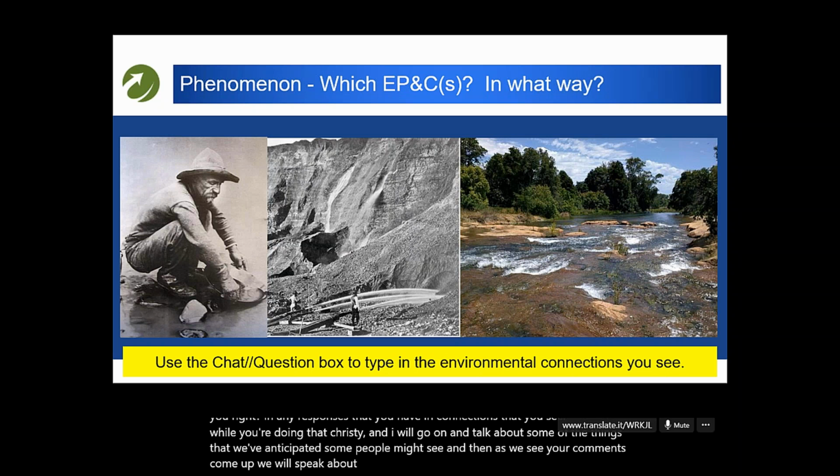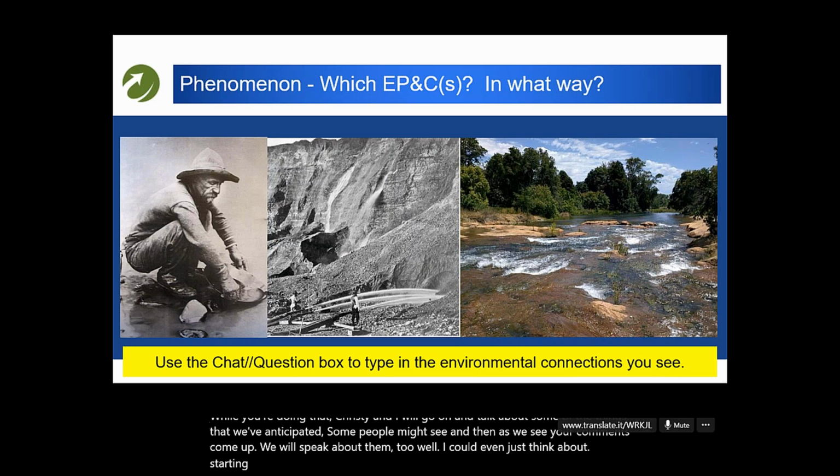Well, I could even just think about starting with principle 1, we depend on natural systems. We depend on that river for water. The miners were depending on it for gold.